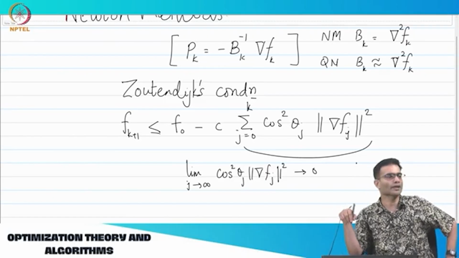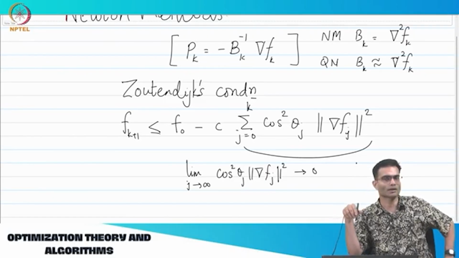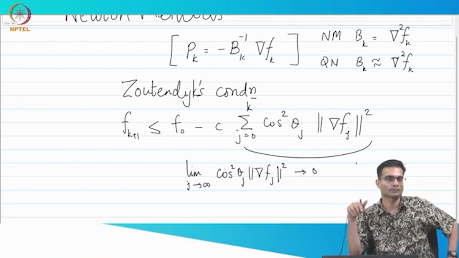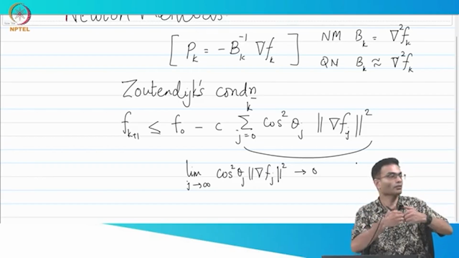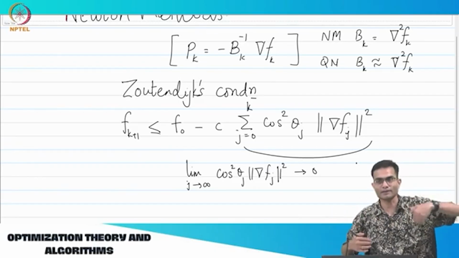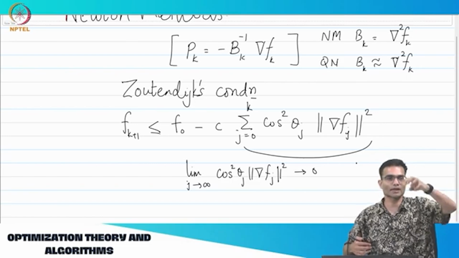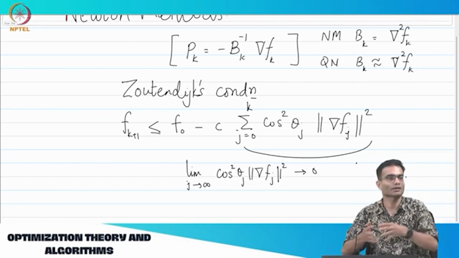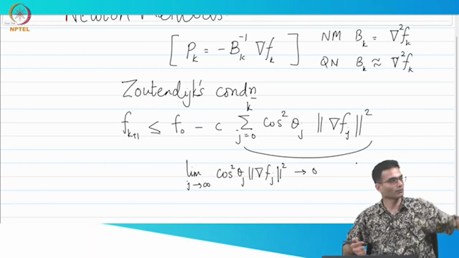Why do we want it to tend to 0, by the way? Can someone answer in plain English? What if it didn't tend to 0? Then fk would become unbounded. Even as I'm going to infinite terms, I'm continuously adding something finite. That would mean that fk would become unbounded.